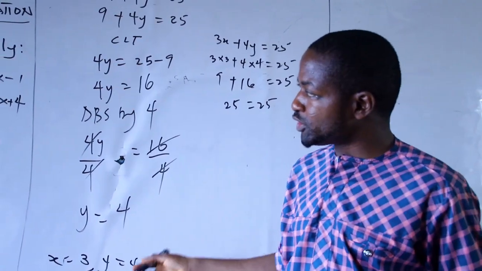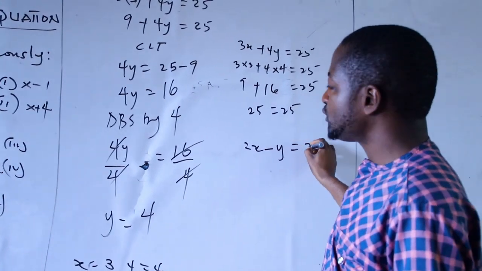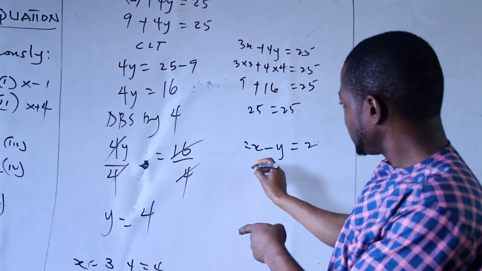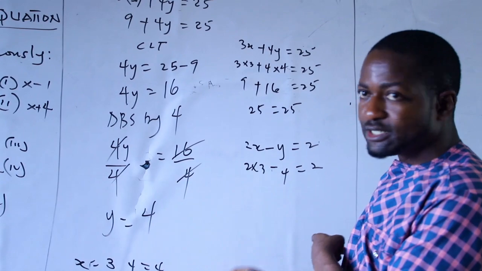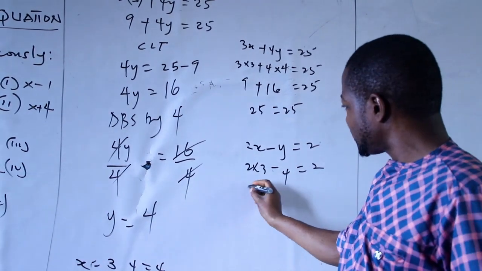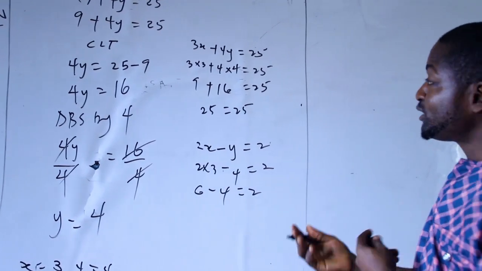Now let's try with equation 2 whether we get the same thing. Equation 2 is 2x minus y is equal to 2. x is 3. So that is 2 times 3 minus y, which is 4. Let's see if we get 2. 2 times 3 is 6. 6 minus 4, is it not 2? Beautiful. So that's the beauty of simultaneous equations.